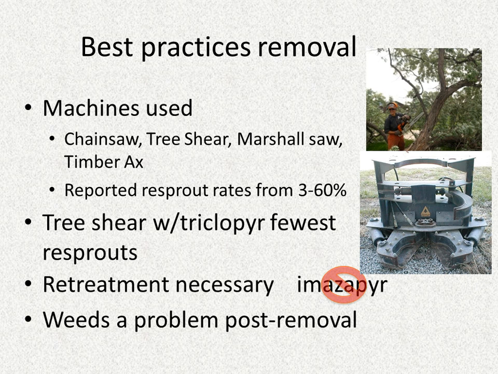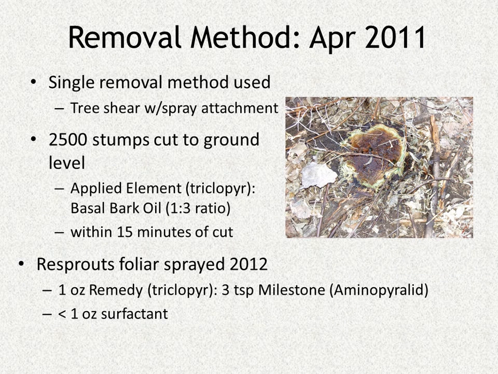And almost all of them reported that weeds were a problem with removal. So we knew this was something we needed to take into account in our research. So we took the self-reported best practices of these 70 land managers, and we used a tree shear with spray attachment, and we applied triclopyr with basal bark oil to the cut stump within 15 minutes of the cut. And then in the following year, we sprayed the resprouts.